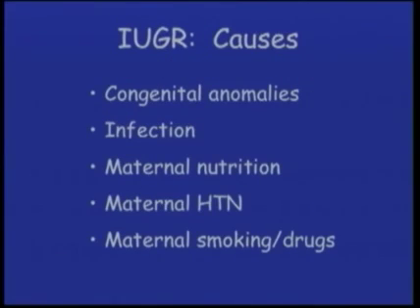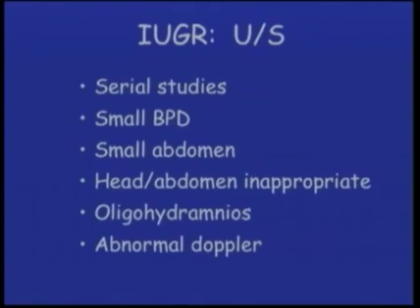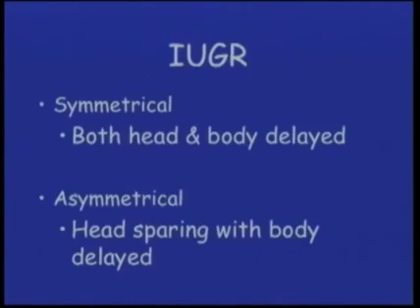Intrauterine growth restriction, the causes are congenital anomalies, infection, maternal nutrition, maternal hypertension, maternal smoking, and drugs, just to name a few. In general, how do we make this diagnosis? We do serial ultrasound studies. We find a small biparietal diameter or a small abdominal circumference. We look at the head to abdomen ratio, and if that's not correct on the tables, then that's worrisome. We look for oligohydramnios and abnormal Doppler studies.